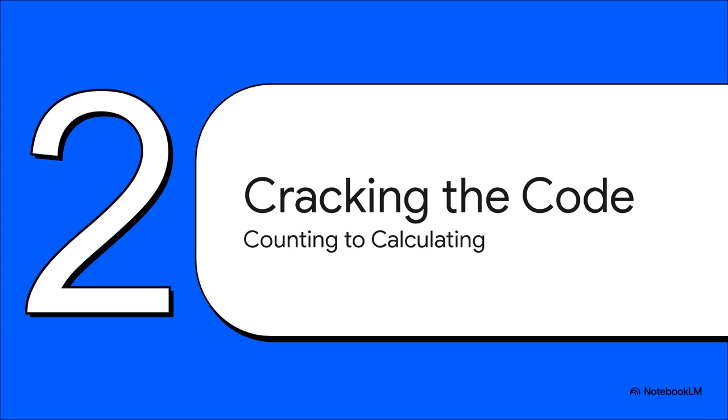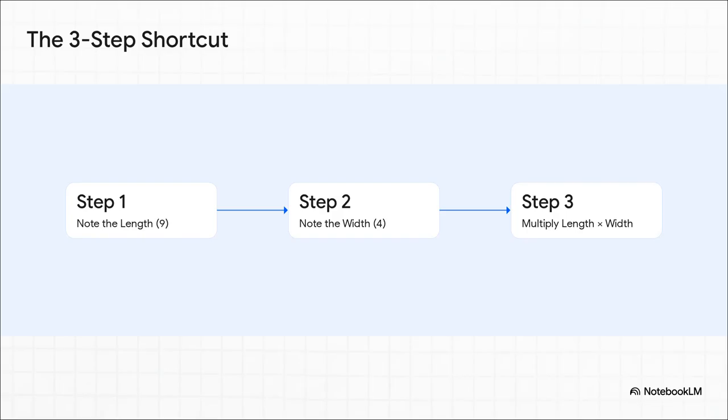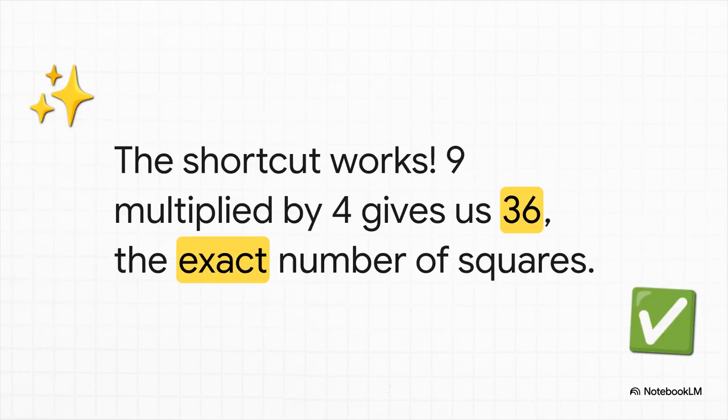Now, here's the cool part. Those two numbers, the 9 and the 4, that's literally all we need. They hold the secret to finding the area without ever having to count all those squares inside. So instead of counting all 36 of those squares one by one, here's the amazing shortcut. You just take the length, you take the width, and you multiply them. And just like that, bam, 9 multiplied by 4 is 36.